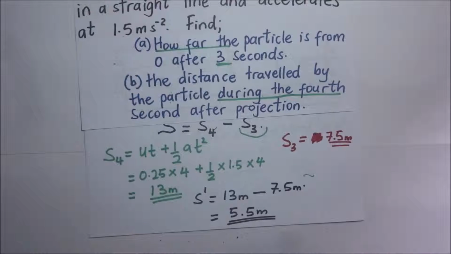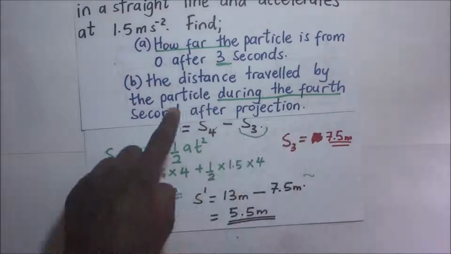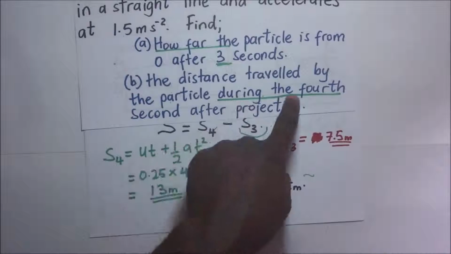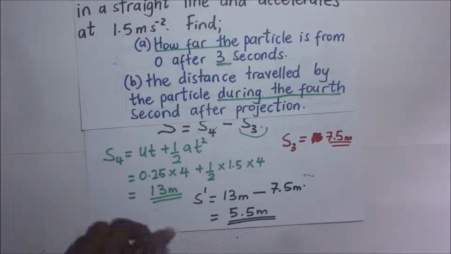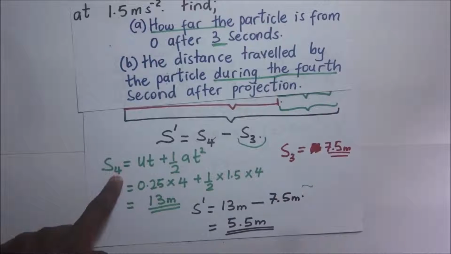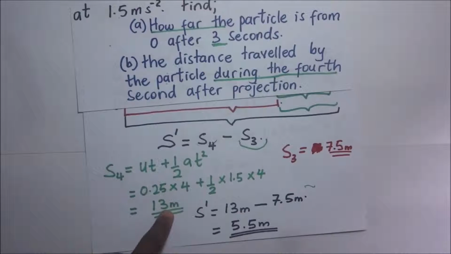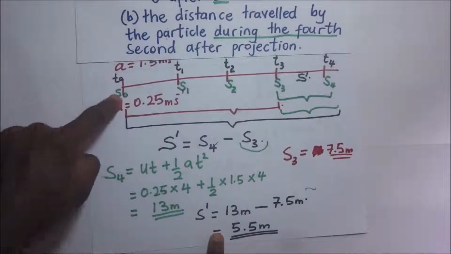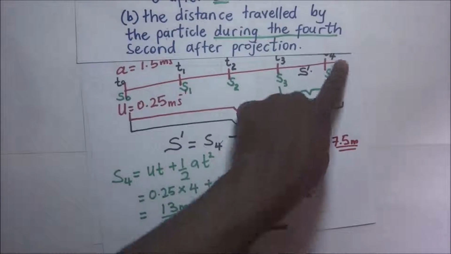Had the question asked us to find the distance traveled by the particle after 4 seconds, then this would be the answer, because this S4 here means that these 13 meters were covered from the beginning up to the 4th second.